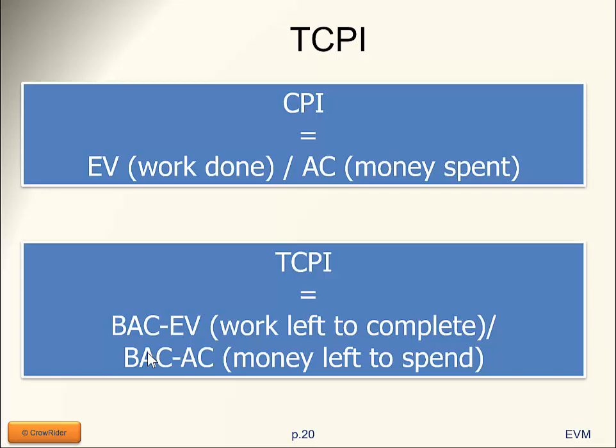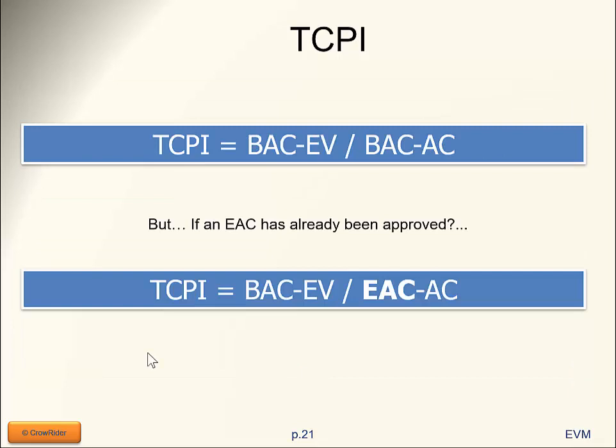However, if I'm lucky and management has actually approved a new estimate at completion and given me a little extra cash, then my numerator, budget at completion minus earned value, that represents the amount of work left to be done, doesn't change. That's still the work left to be done. But the amount of money that I have left to do it with does change. So instead of having at the denominator budget at completion minus actual cost, I'll use the estimate at completion minus the actual cost, the new approved estimate at completion.